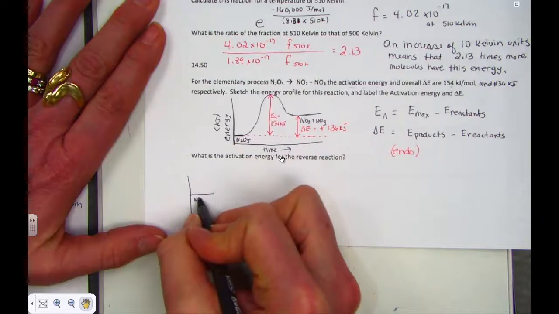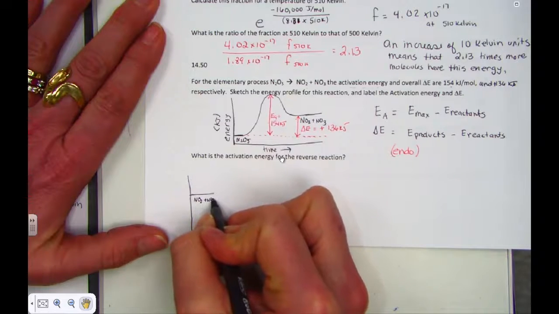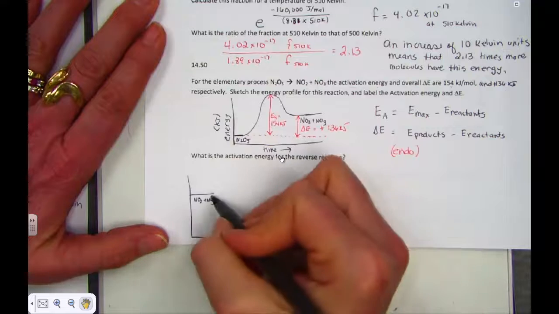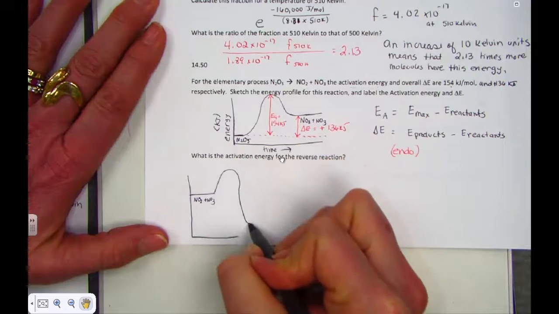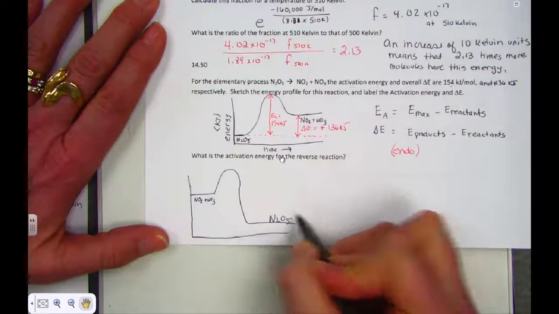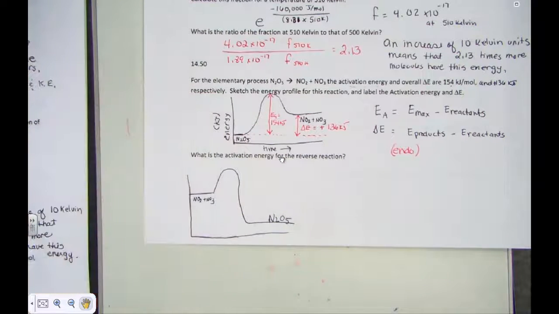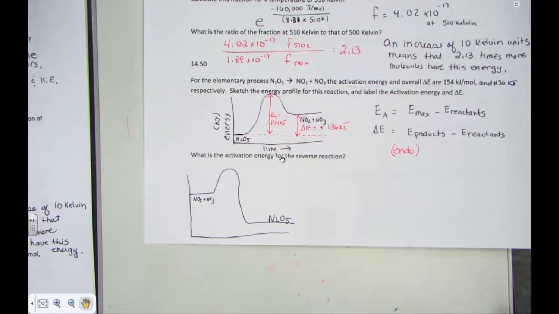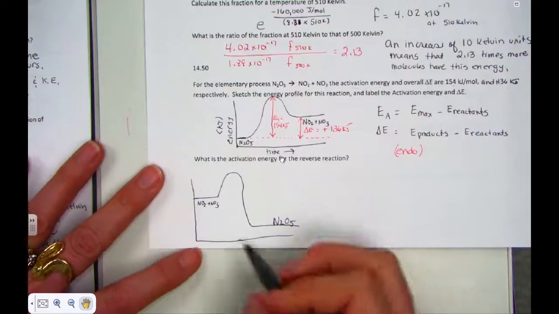So the NO2 and the NO3, flipping it around, go on to form N2O5. We're going to read that equation in the reverse order. So now, what's the activation energy for the reverse reaction?